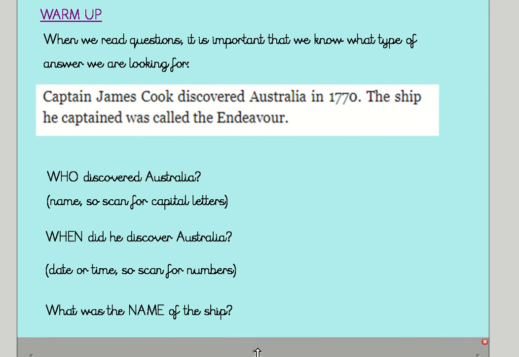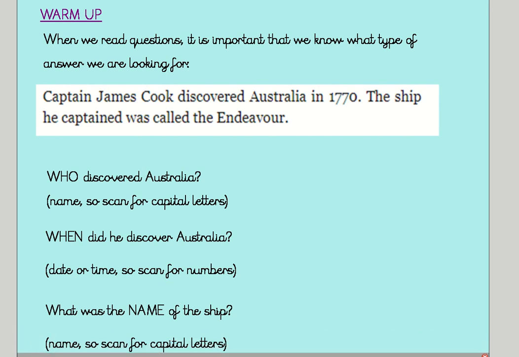Finally, what was the name of the ship? Again, we're looking at a name, so we need to be scanning for capital letters. We've used these once before, right? We've got a capital letter there, but that's Australia, which isn't the name of the ship. We've got a capital letter there, but that's just the beginning of a sentence. And our final capital letter here is Endeavour, so that must be the name of the ship.